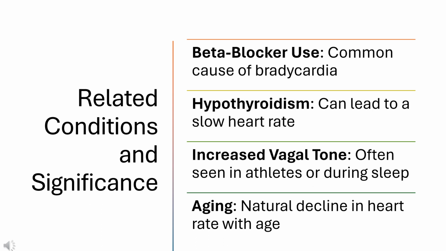Now let's look at some conditions commonly associated with sinus bradycardia and understand the significance of each. Beta blocker use is a common cause of bradycardia. Beta blockers are a class of medications that reduce heart rate and contractility by blocking the effects of adrenaline on the beta receptors in the heart. They are commonly prescribed for conditions such as hypertension, angina, or other arrhythmias. By decreasing the heart's workload and oxygen demand, beta blockers can slow down the heart rate. In some cases, this reduction can be significant enough to cause sinus bradycardia.